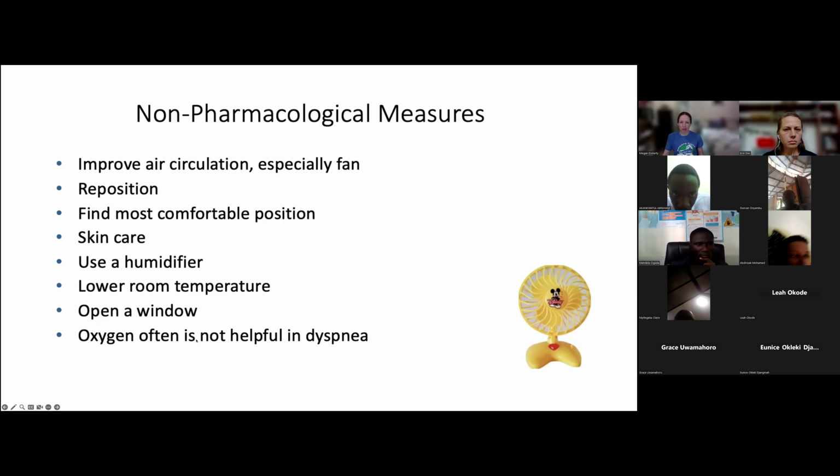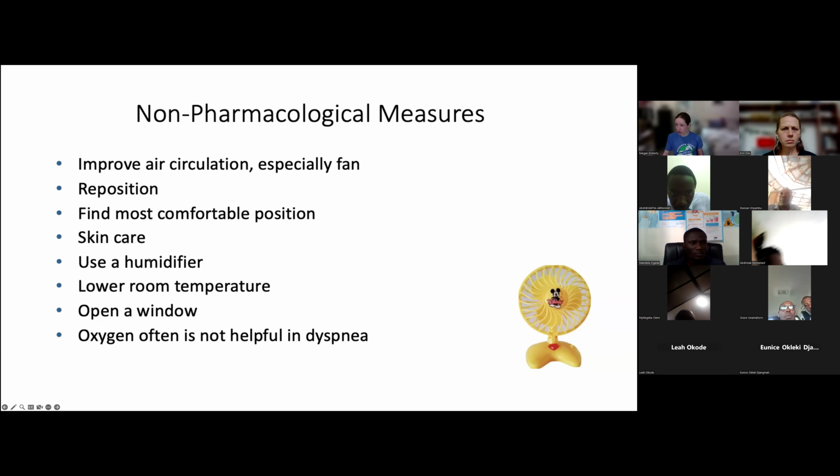We use a lot of non-pharmacological measures to help with dyspnea, especially a fan, repositioning the most comfortable position. Sometimes you use a humidifier if the air is very dry. Try and open a window, have air movement through the room, avoid overcrowding the patient. But we don't usually use oxygen because most children do not feel it helps them.